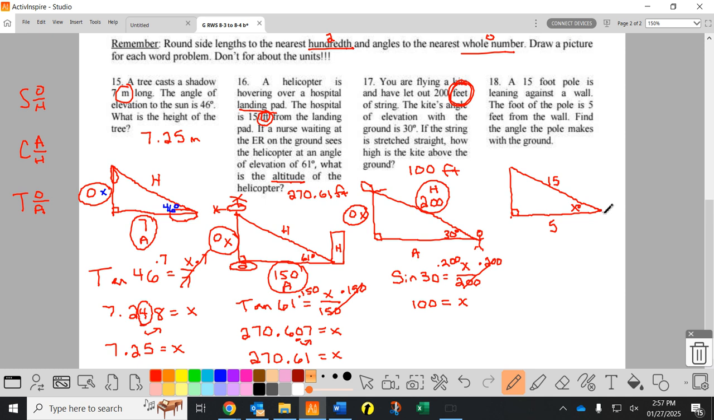And to do this problem, we still need to identify opposite, hypotenuse, and adjacent. So the opposite side is going to be this one. Hypotenuse is going to be across from the right angle, so this is going to be your hypotenuse. And then the one that is left over is going to be your adjacent side. So that adjacent side is next to that unknown angle. Since we have numbers on the adjacent and the hypotenuse, adjacent and hypotenuse means we're doing cosine. So we're going to do cosine of x equals adjacent over hypotenuse, so 5 over 15.